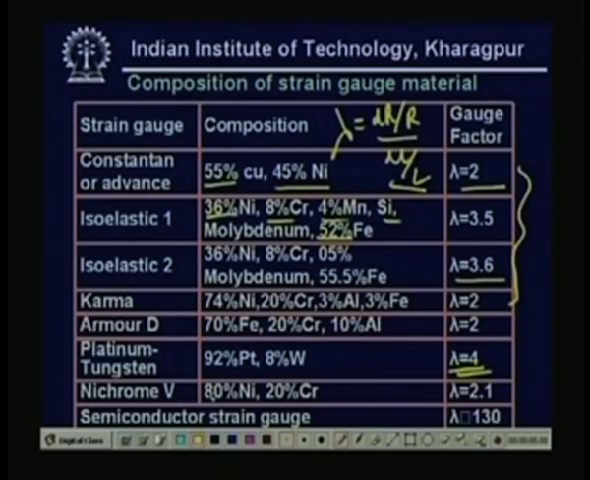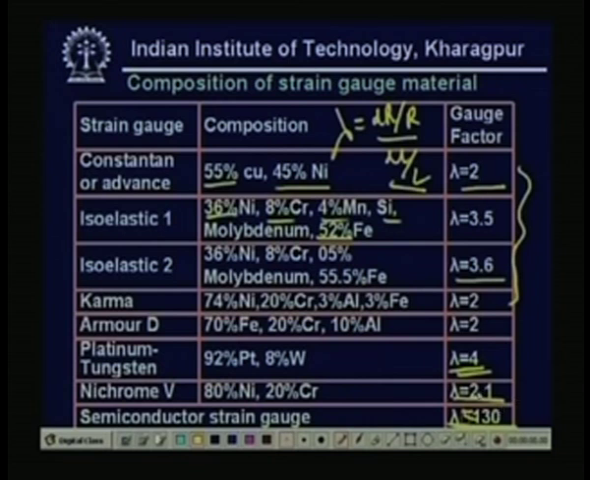Then we have nichrome V, 80% nickel and 20% chromium, lambda equal to 2.1. Semiconductor strain gauges have lambda equal to 130, exceptionally high. You will see that compared to all these, it is almost 60 to 70 times more, at least 60 times more than the conventional wire.